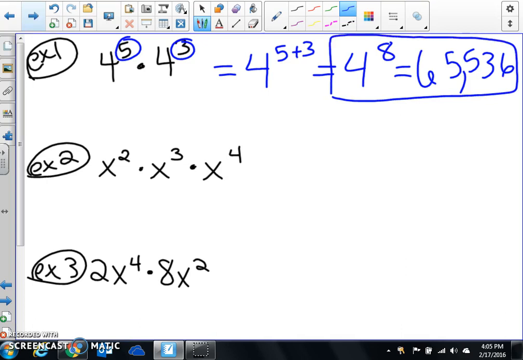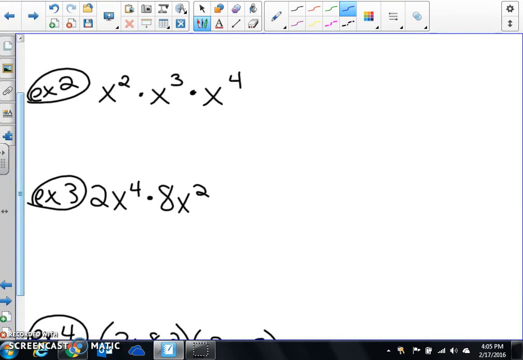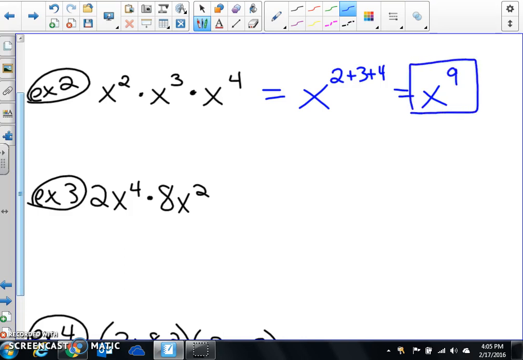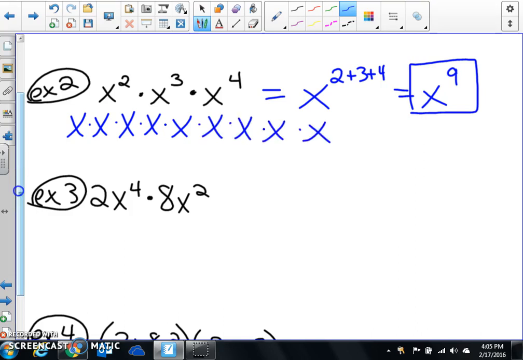All right. We're multiplying. We have like bases. So my x is the like base, so I just keep the x. And then I add my exponents, 2 plus 3 plus 4. So that's 5, 9. So x to the 9th. And the reason is, if you think about it, x squared is just 2 x's, right? X to the 3rd is 3 x's. X to the 4th is 4 x's. So all we do is count them up. 1, 2, 3, 4, 5, 6, 7, 8, 9. I have 9. So that's why it's x to the 9th. These are just kind of shortcuts.